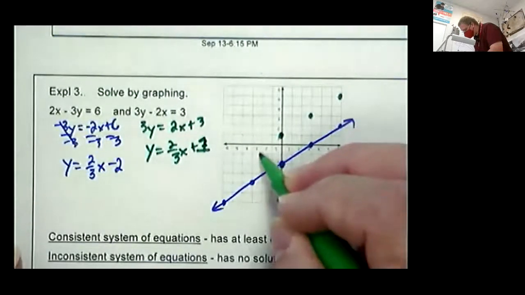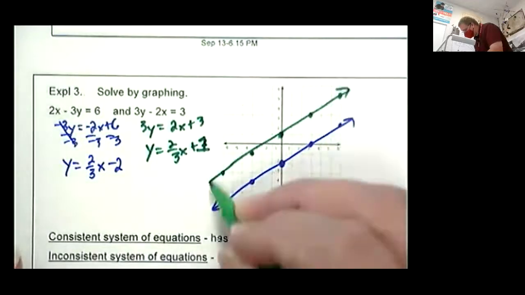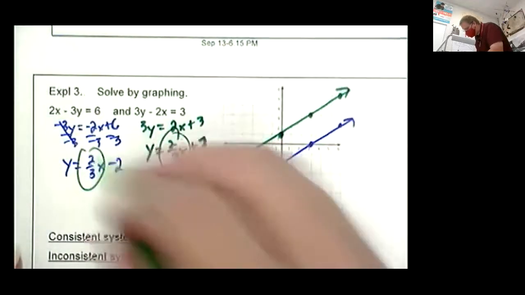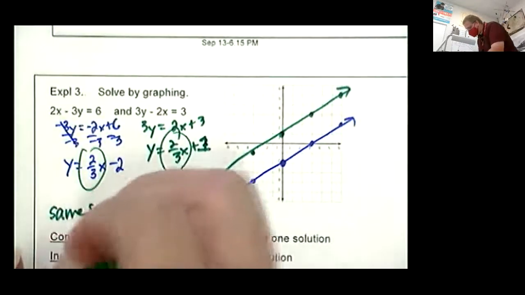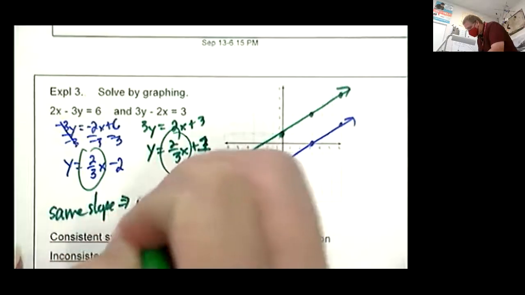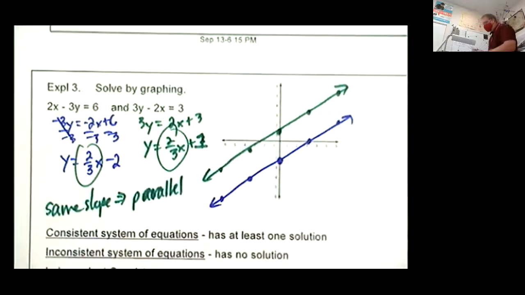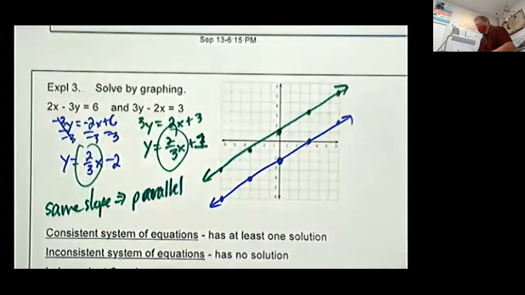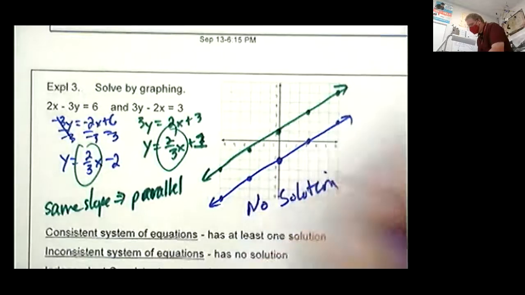And what do you notice here? Well, here they have the same slope. What do we know about same slope? Same slope means they are parallel. Well, if they're parallel, can they ever intersect? They can't, so this one has no solution. We're going to have names.